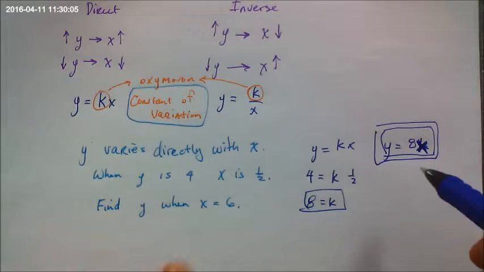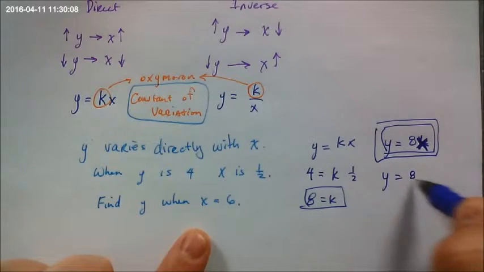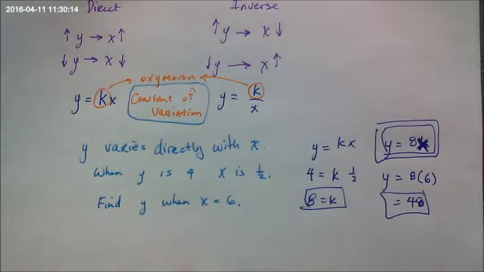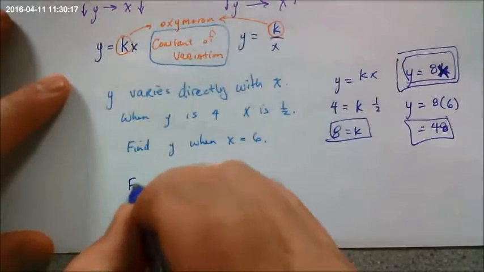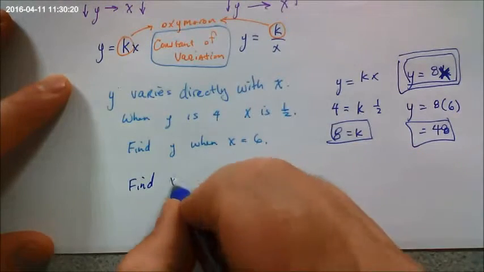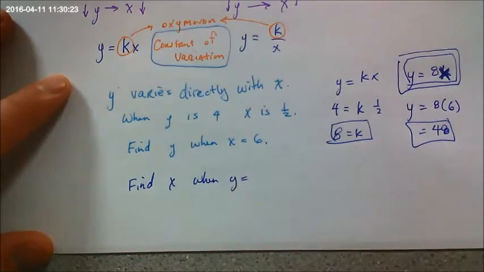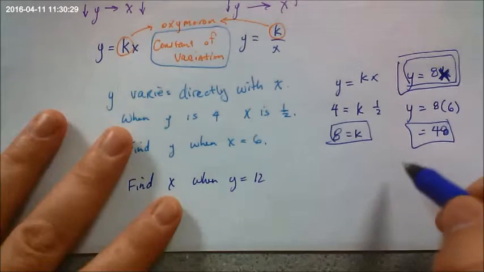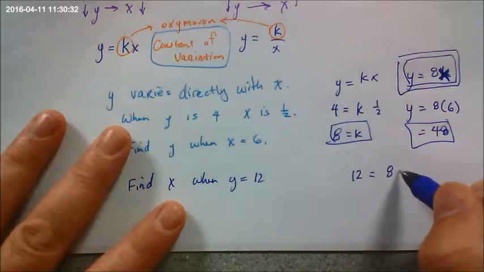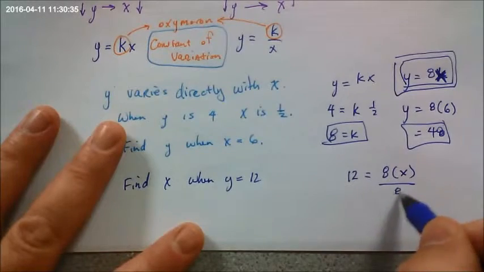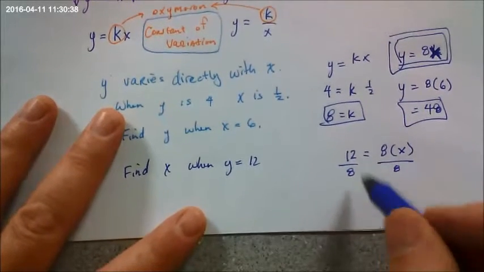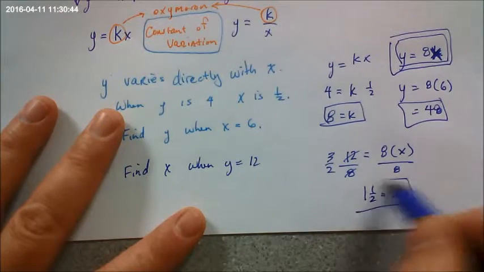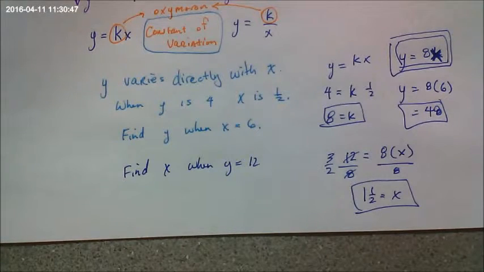So find y when x is 6. That's 48. That's it. Or maybe it would say something like, find x when y is 12. We go back to using this again. Y is 12, and 8 times x, so we have to solve for x. Divide, and that is 3/2. So 1 1/2 is x when y is 12. So that's it for direct variation.